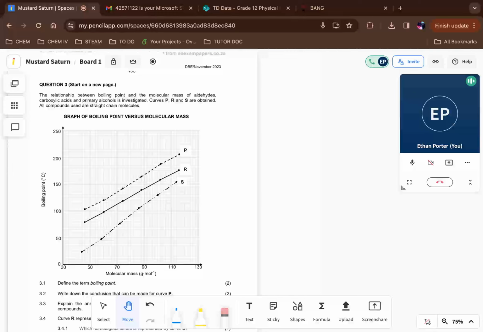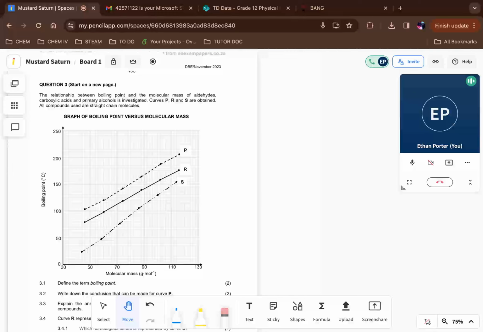The relationship between the boiling point and the molecular mass of aldehydes, carboxylic acids, and primary alcohols is investigated. Curves P, R, and S are obtained. All compounds used are straight chain molecules. Okay, so it's important just to note they give us this piece of information, straight chain molecules.